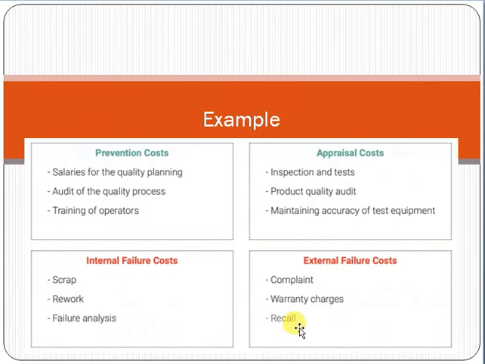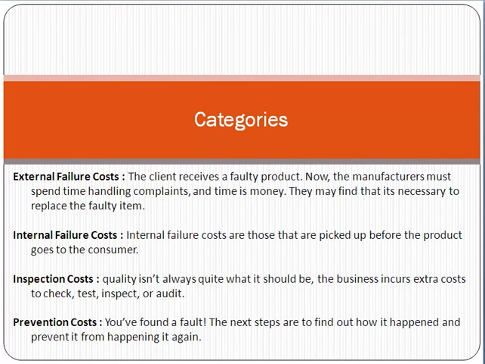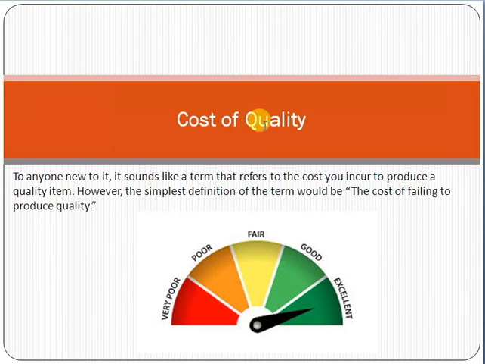So friend, remember one thing again: the cost of quality means the cost which pertains to four categories: external failure cost, internal failure cost, inspection cost, and prevention cost. And cost of quality does not mean the cost which you are putting in to maintain the quality. Cost of quality means the cost of failing to produce quality.